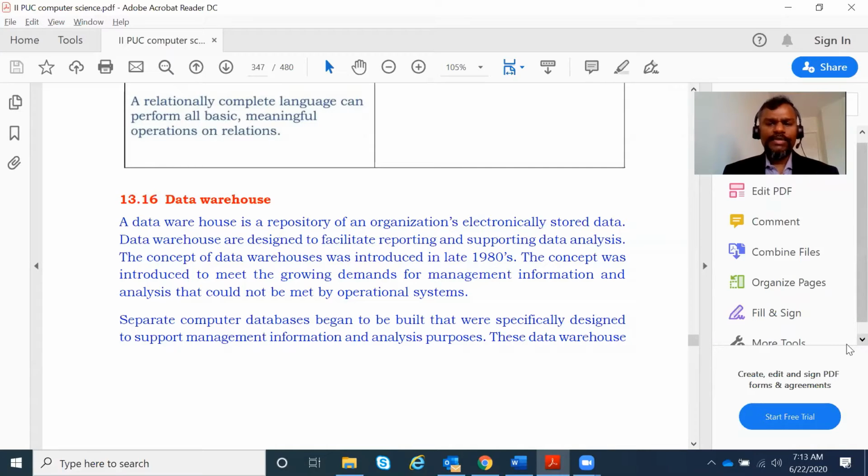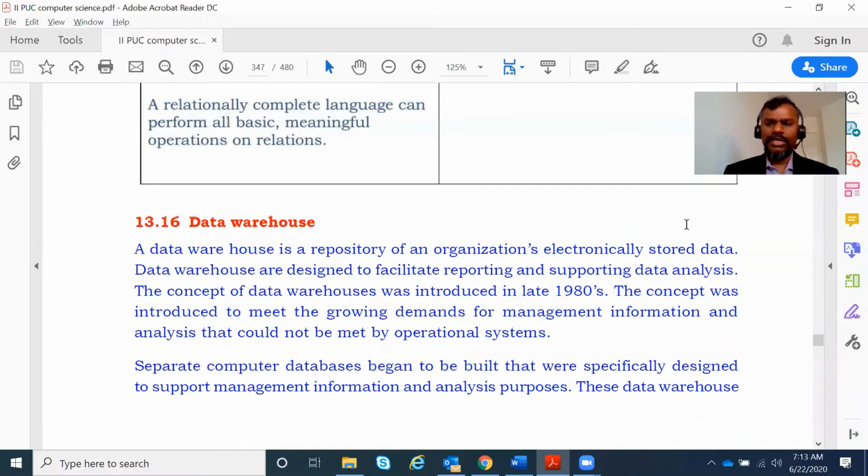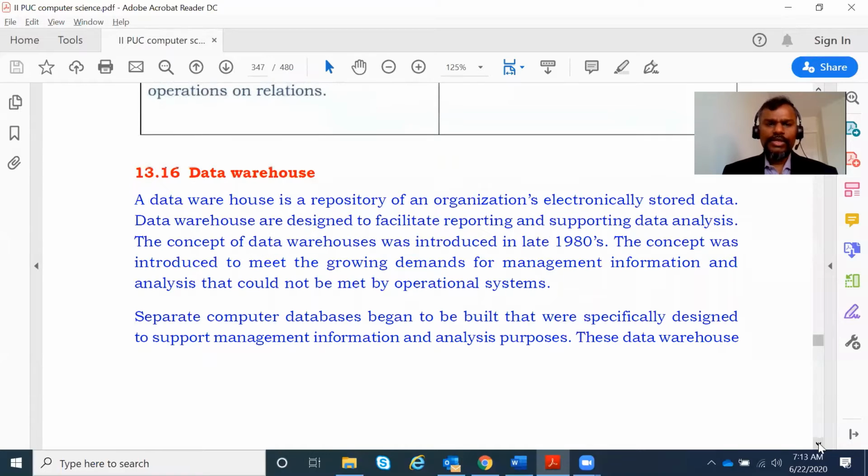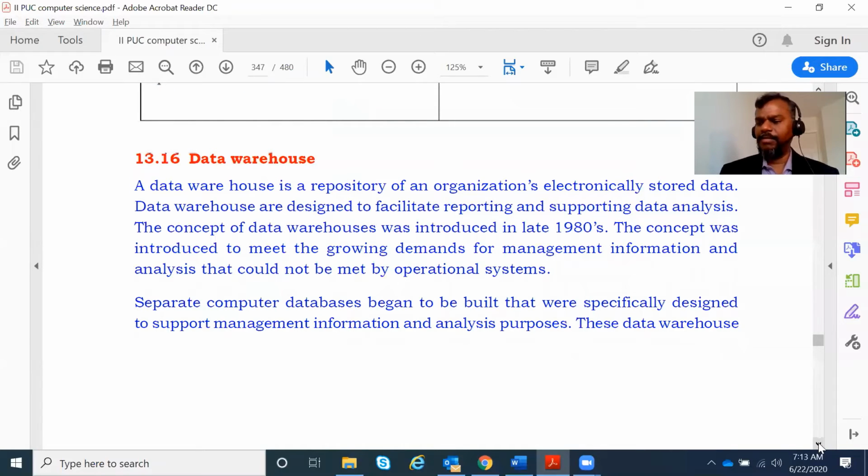All right, with that being said, let's get going into data warehousing. Let's talk about data warehousing a little bit. What's data warehousing? Have you heard of this term anywhere, anytime? Any idea of what is a data warehouse?